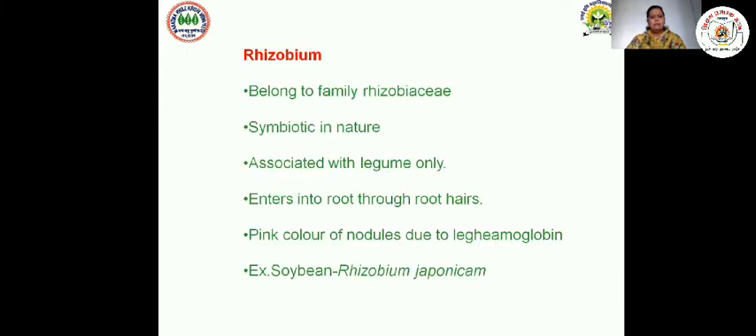We'll see one by one the different microorganisms. Rhizobium, it belongs to the family Rhizobiaceae. It is symbiotic in nature, associated with the legumes only, then enters into the plant root through the root hairs. Pink color of nodule is due to the leghemoglobin present on the root where Rhizobium is present. Example is the soybean Rhizobium japonicum.